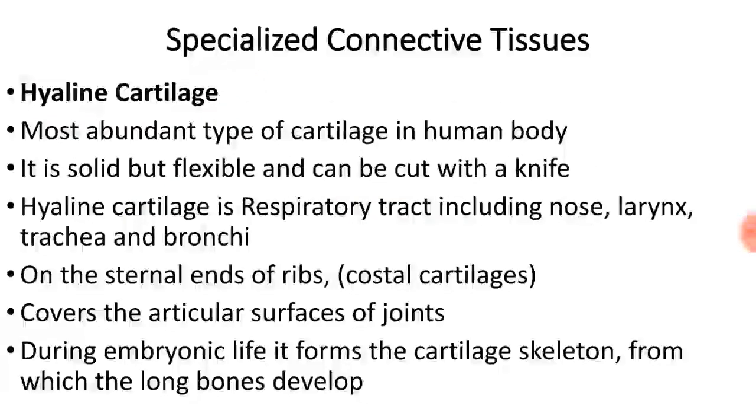Hyaline cartilage is the most abundant type of cartilage in the human body. It is solid but flexible, very firm but flexible, and can be cut with a knife. Hyaline cartilage forms the respiratory tract including the nose, larynx, trachea and the bronchi. These are examples of structures in the human body that are formed by hyaline cartilage. It is also on the sternal ends of the ribs, and it covers the articular surfaces of joints, and during embryonic life it forms the cartilage skeleton from which the long bones of the fetus develop.